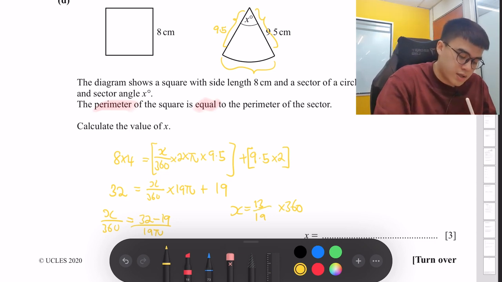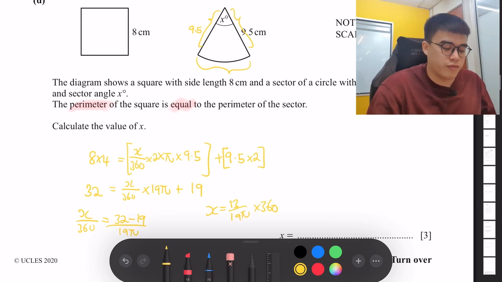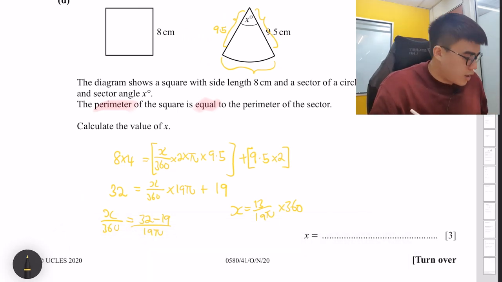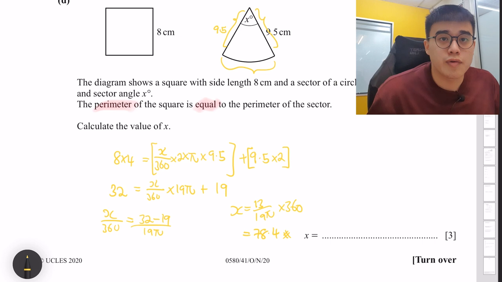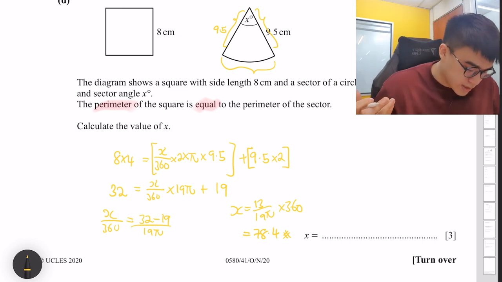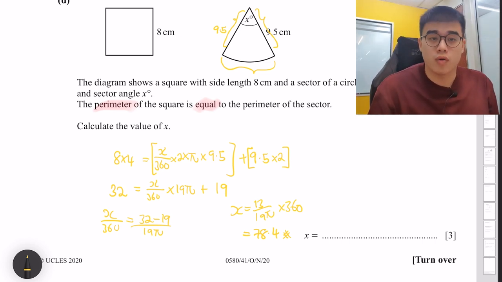Don't write it at the center, okay, to avoid any confusion. Then you multiply it by 360, you will get 78.4 for your x value. Okay, the angle over there is 78.4.